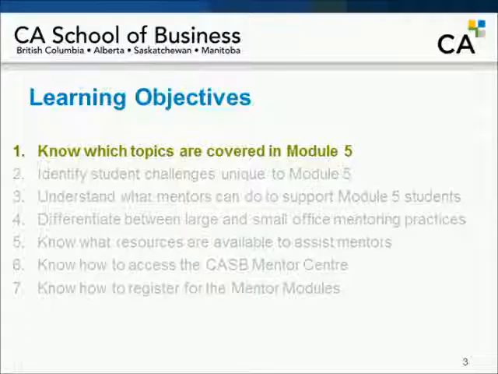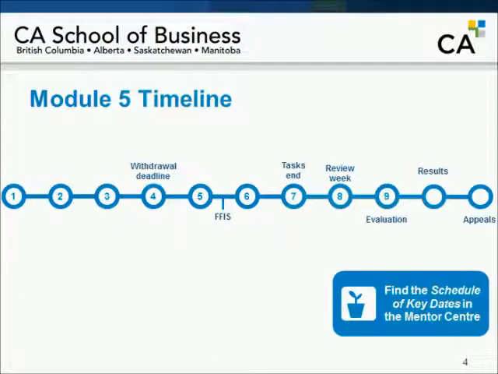We'll start with an overview of Module 5. The Module 5 face-to-face interactive session takes place around the 5th week of the 8-week module. The withdrawal deadline is usually toward the midpoint of the module. In Week 7 of the module, tasks end. We do not assign additional tasks to students in Week 8 as we'd like students to use this time to prepare for the module end evaluation, which takes place in Week 9. Module results are released subsequently, after which students have a brief period to appeal their results. For specific dates, please refer to the schedule of key dates in the Mentor Center.